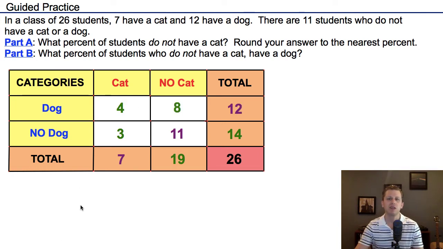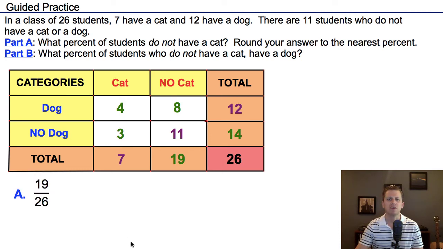I've now completed the two-way table, so we can go ahead and answer those probability questions. First one, what percent of students do not have a cat? Well, I just want to know what percent of all students here. I see I have 26 students, and what percent of them do not have a cat? Well, here's no cat. Here's no cat, and I can see that 19 of those students don't have a cat. So that's the first part.